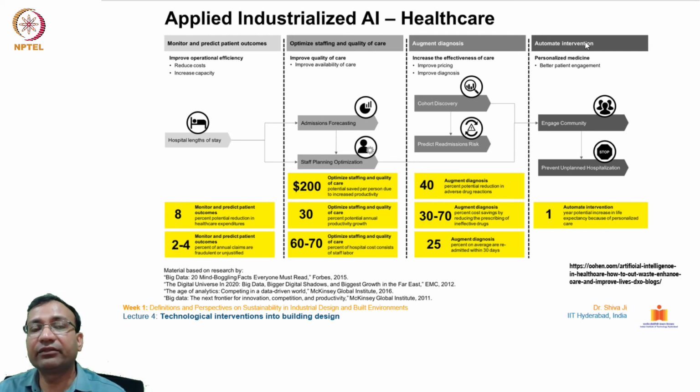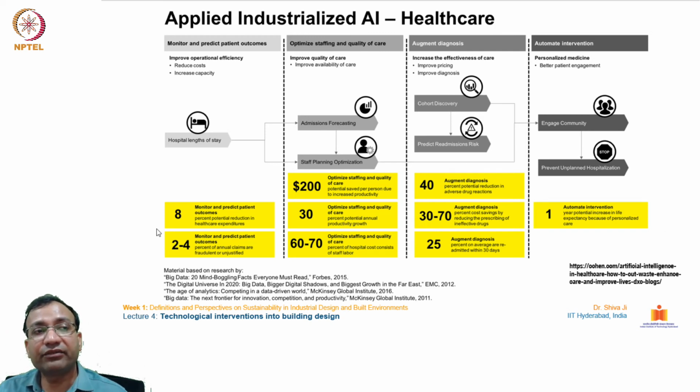Okay, finally in the fourth column, if we see automating intervention. So the automate intervention part is personalized medicine, better patient engagement, so that customized medical service can be extended to the patients. So with these efforts, engaging with the community will increase, and in turn it will prevent unplanned hospitalization. It will end up in increased well-being and betterment of the patient and the community in the overall sense.